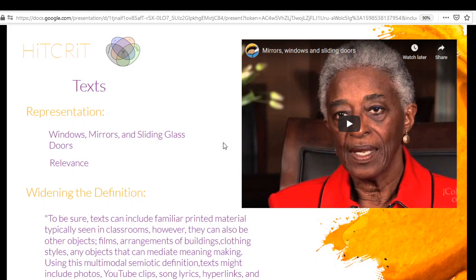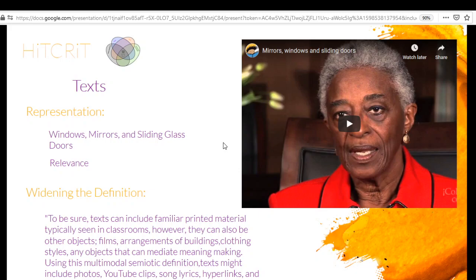Okay, so texts. The big example that we like to use here is Rudine Bishop Sims. Dr. Sims came up with this notion of windows, mirrors, and sliding glass doors with children's lit. She's a children's lit scholar. And she said that children need to see themselves in books, that those are the mirrors, but they also need to see others and others' lives. So those are the windows. And then they need sliding glass doors where they can step in and feel the experiences of other people beyond their own realities.